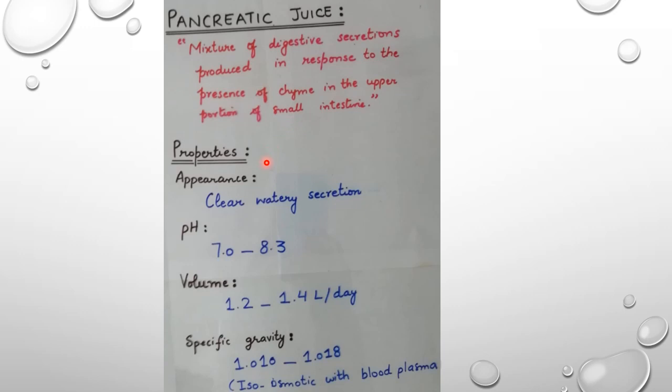Now what are its properties? Pancreatic juice appears as a clear watery liquid, and its pH ranges from 7 to 8.3, and per day human beings produce 1.2 to 1.4 liters, that is 1200 to 1400 ml, and it is isoosmotic with blood plasma, with a specific gravity between 1.010 and 1.018.